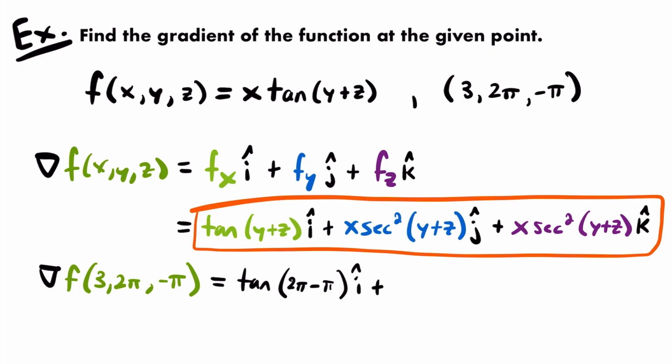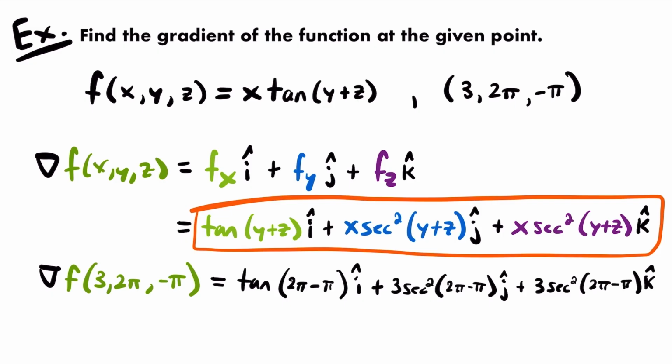Then you have plus x times secant squared of y plus z. In each case, y plus z is still going to be 2 pi minus pi, but then x is 3. So we have 3 times secant squared of 2 pi minus pi times j. And then the same thing for the z component. It's the same exact expression as the y component. So once again, we get 3 times secant squared of 2 pi minus pi times k.